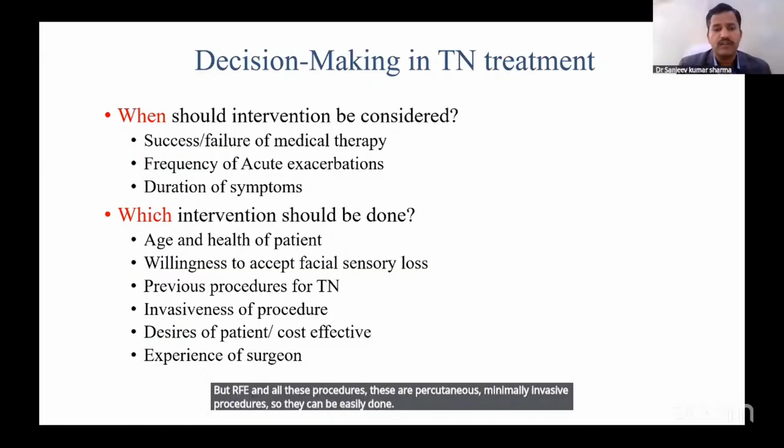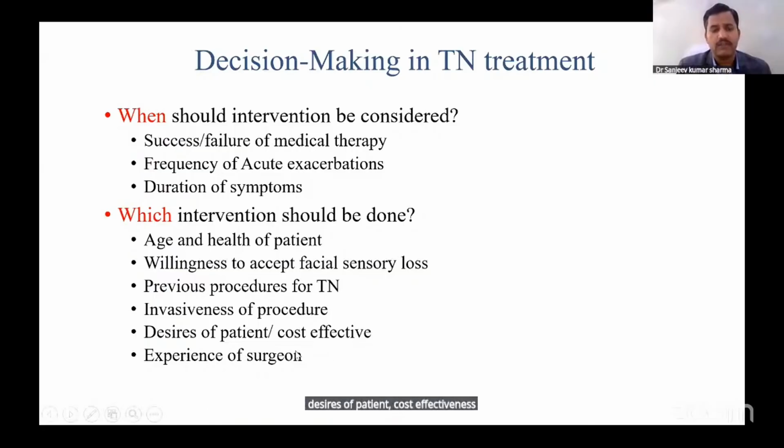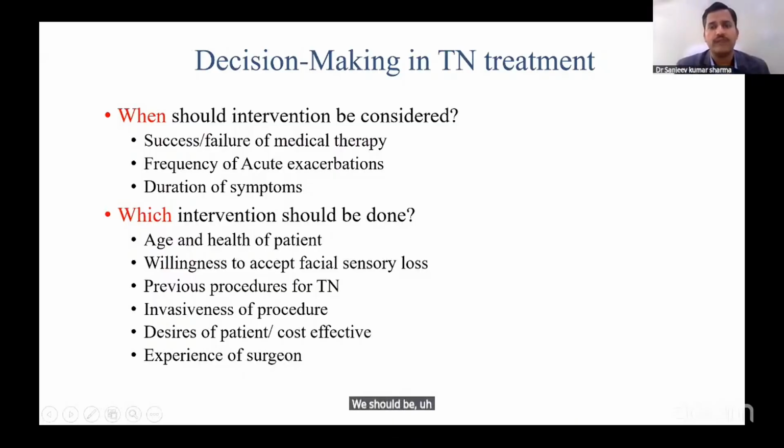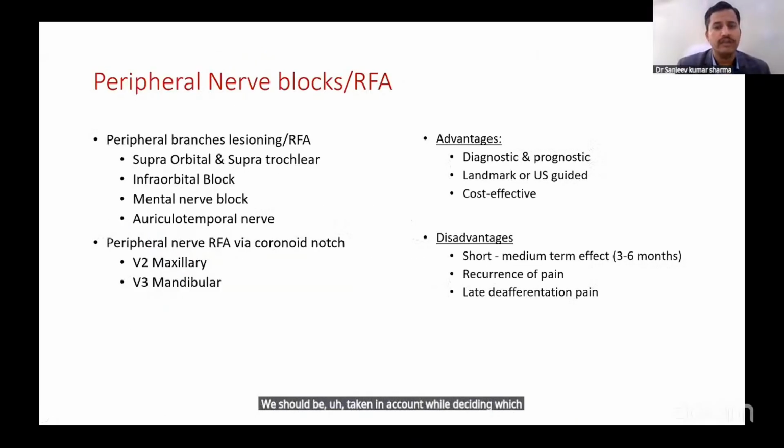Desires of the patient, cost effectiveness, and experience of the surgeon also factor in. These are factors which should be taken into account while deciding which intervention should be done. Now coming to peripheral nerve blocks or RFA.